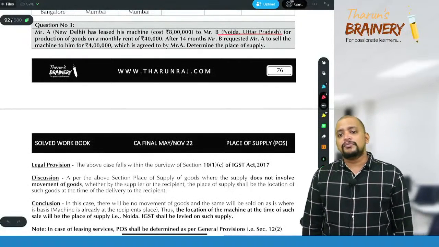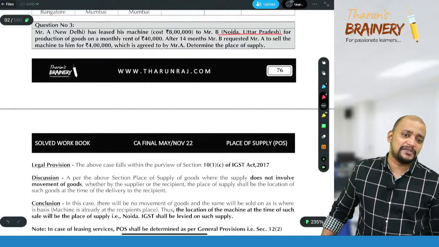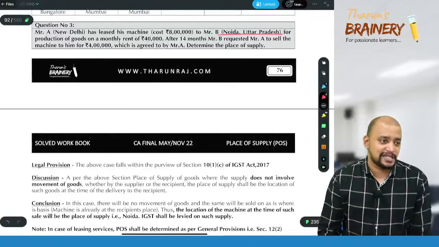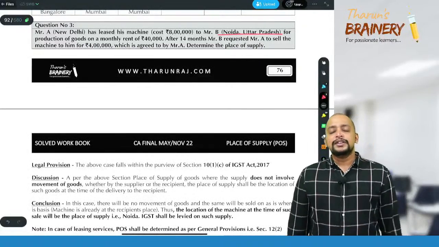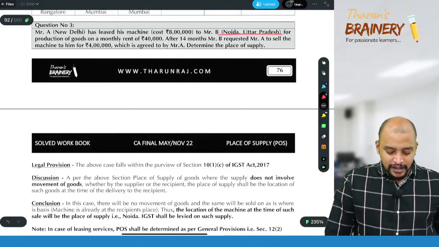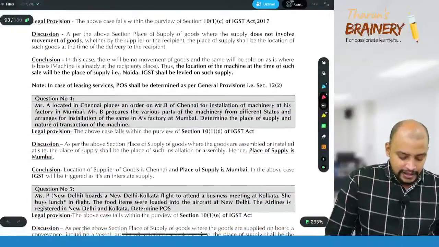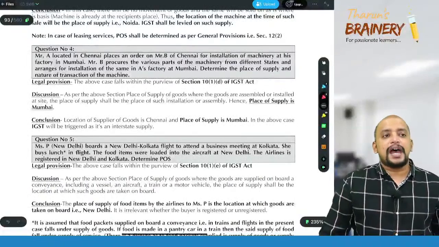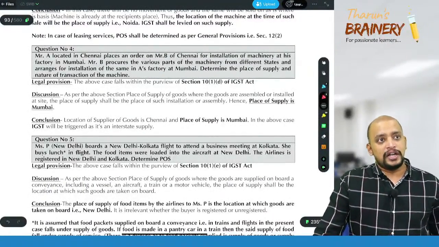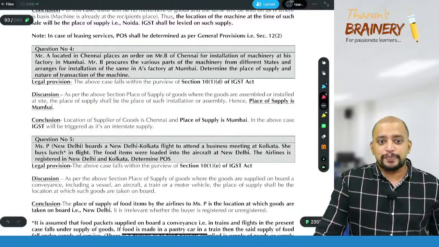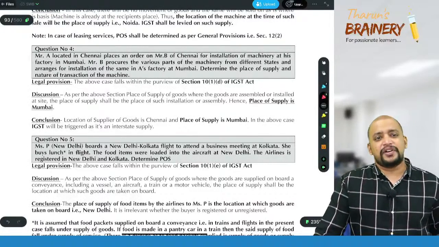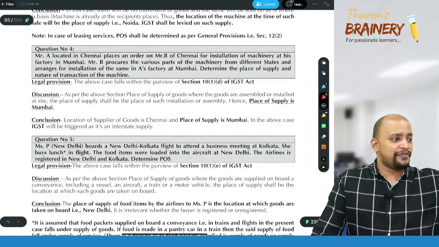Can we take it as performance based service in relation to goods? No, general provisions only. Even if you take performance based service in relation to goods, also general provisions only. So general provisions will be location of recipient. That is also Noida, Uttar Pradesh. See, for repairs and maintenance or inspection or technical aspects related to the goods, then only we apply performance based service in relation to goods. But for renting, hiring and all, we go for general provisions.